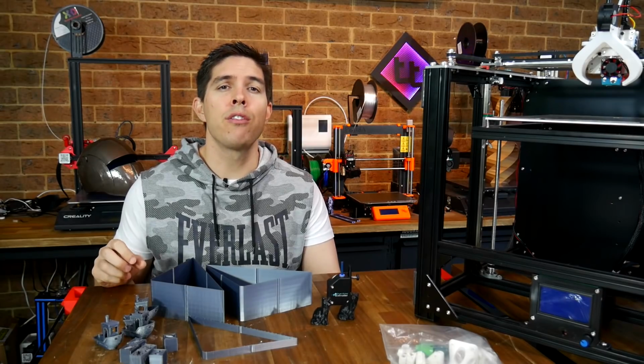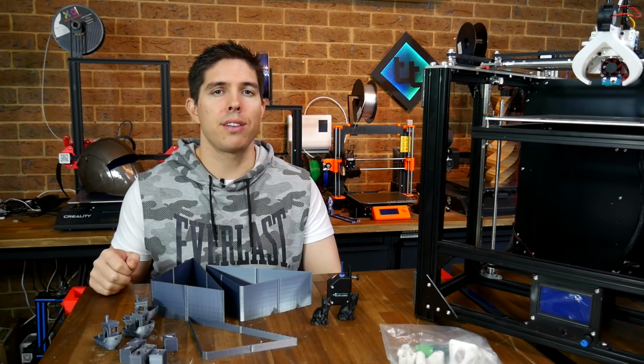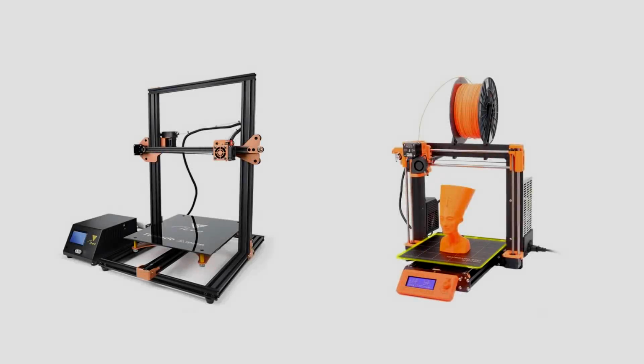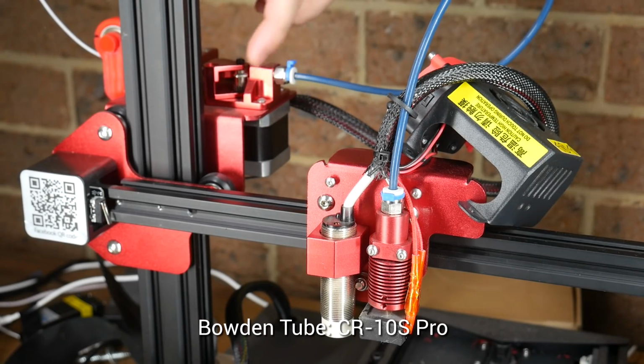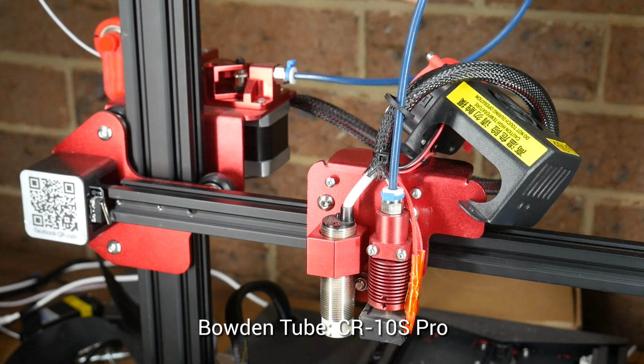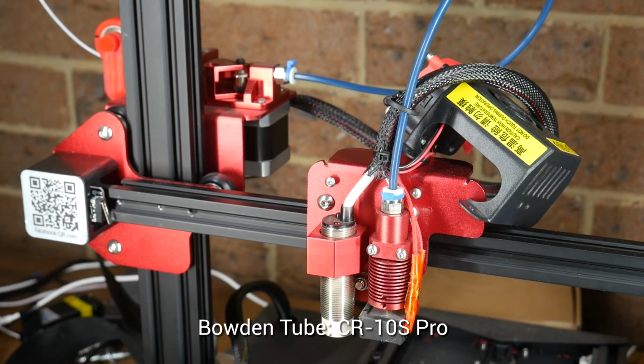So I'll start with an overview of what we're trying to achieve, look at the product, and then do a step-by-step guide for installation. We generally have two configurations for 3D printers, and the difference between them is whether there's a Bowden tube in between the extruder and the hot end. Let's have a look at each. On a Bowden tube setup, the heavy stepper and the drive gear is mounted remotely, and the filament is pushed through the Bowden tube down to the hot end.